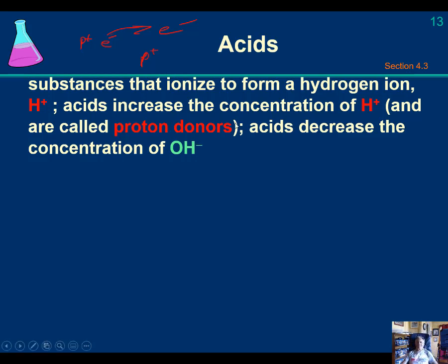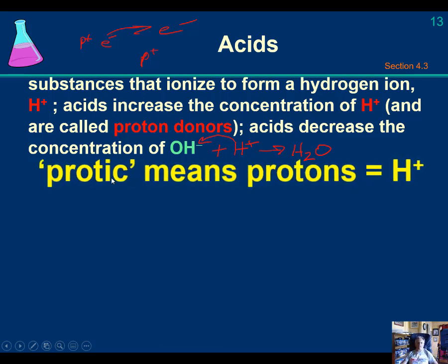Okay? Acids decrease the concentration of hydroxide ion. Well, how do they decrease the concentration of hydroxide ion? Well, if I have hydroxide ion in solution and I add an acid, these two guys are going to be very interested in each other, and they're going to get together and they're going to make water. So they actually decrease each other's concentration by combining to form water.